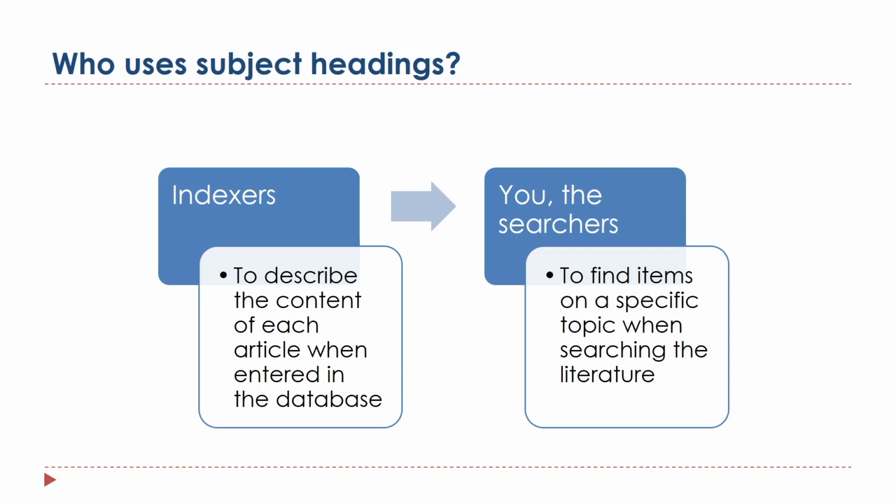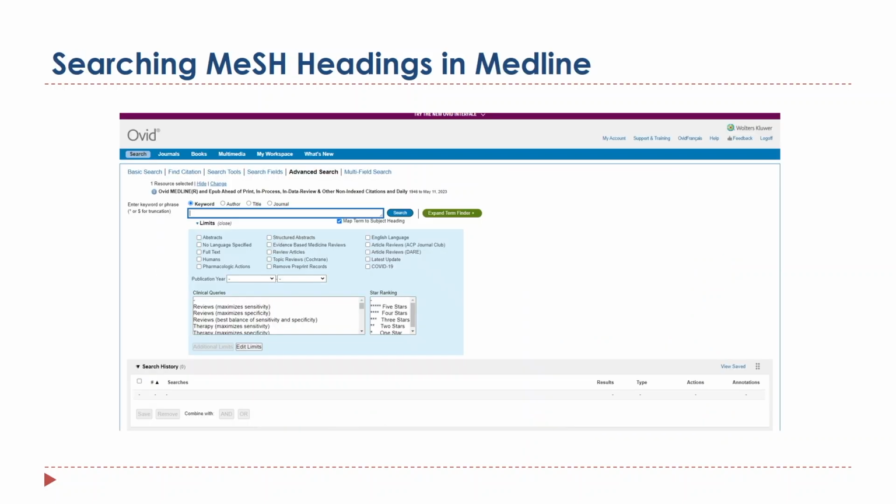So subject headings are used by indexers to describe the content of each article when entered in a database, and they're also used by searchers to find items on a specific topic when searching the literature. To search MeSH headings in Medline, you can just enter keywords in the main search bar, and your terms will be mapped onto medical subject headings, or there's also a term finder that you can use on the screen. I'll show you what that looks like in Ovid.